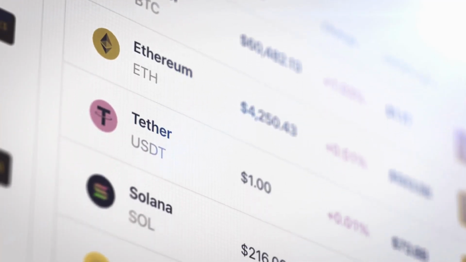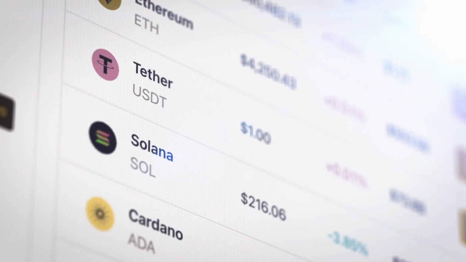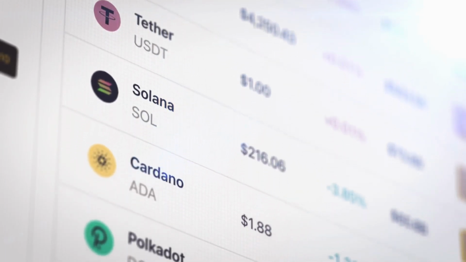Today we'll be talking about the basics of cryptocurrency. What is it? How does it work and its main premises?